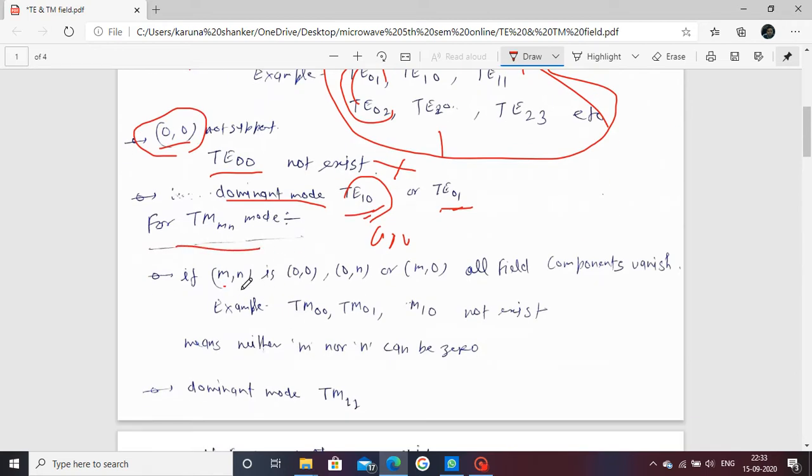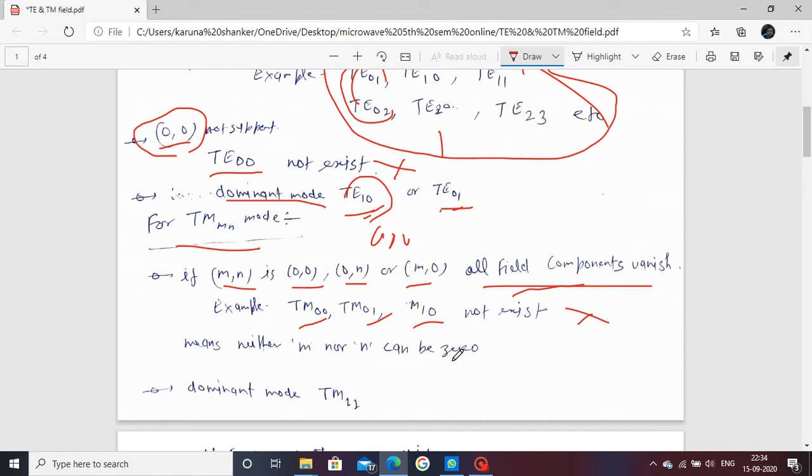you see if M and N are 0 0, 0 N, or M 0, then all field components vanish. This means that if these integer values are present, then that field component is not supported. For example, if we put 0 0, 0 1, 1 0, 0 2, 2 0, 0 3, 3 0, these field components vanish.